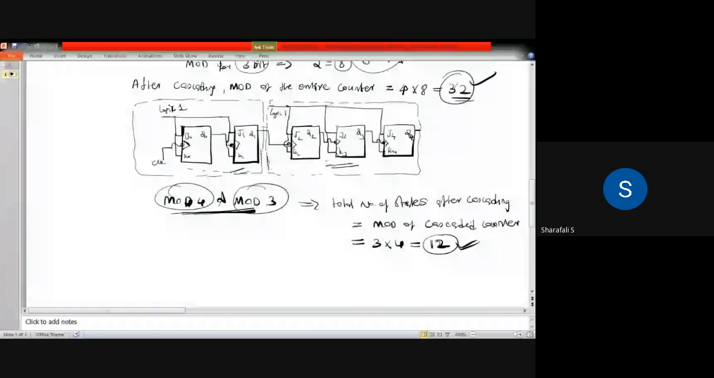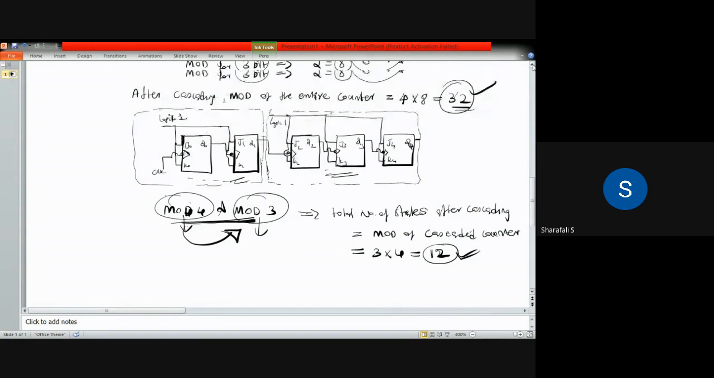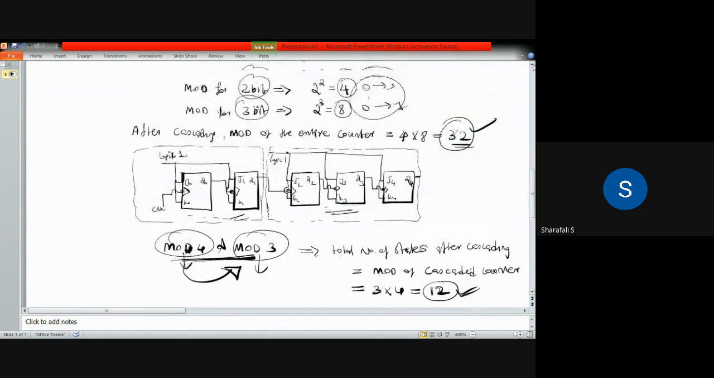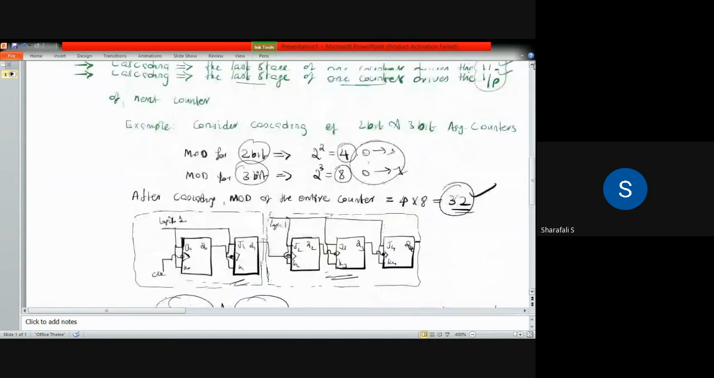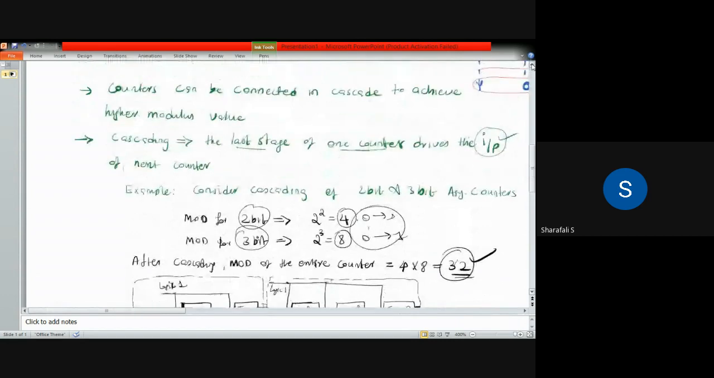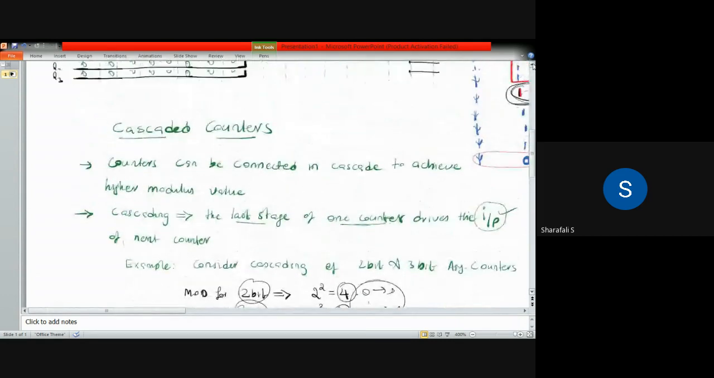So basically in this cascading, first we have to consider mode 4 and then we have to consider this mode 3. The output of this mode 4 has to be connected with this mode 3, and that will allow this toggling of the states in the mode 3 counter. And that will result in the 12 states. So that is possible, so that we can get from this previous example. I hope you understood this example.